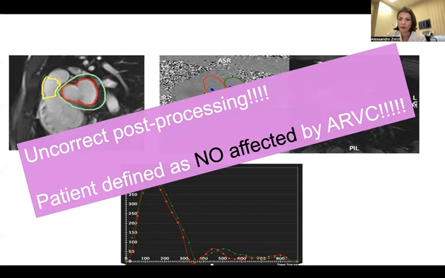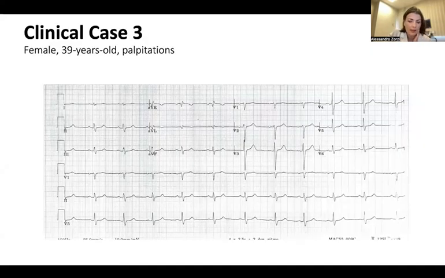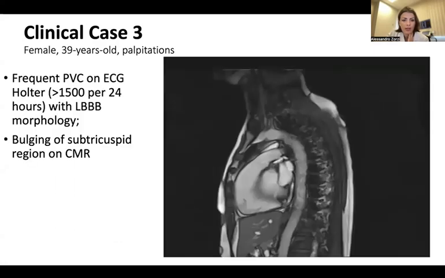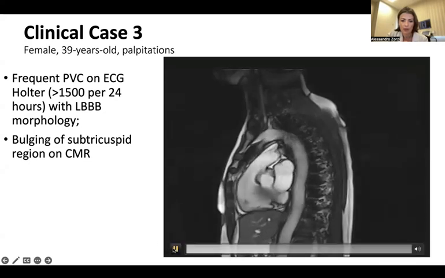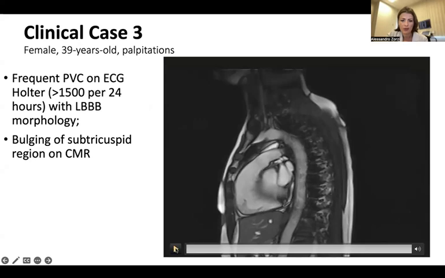Patient was fine, okay? This is a third clinical case, a female, 39 years old, with palpitation, and she had a lot of premature ventricular beats with left bundle branch block morphology, and CMR showed a bulging of the subtricuspid region. I show you. Okay, once again, this is the bulging, okay.